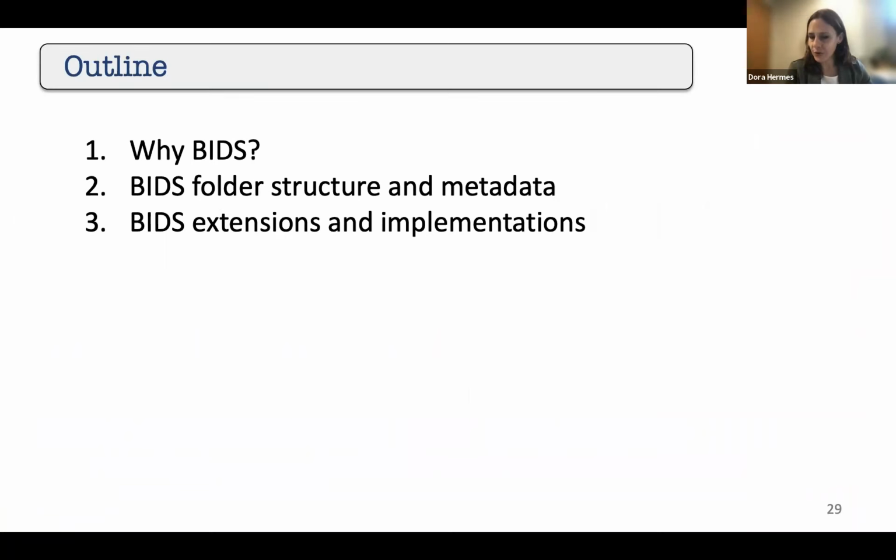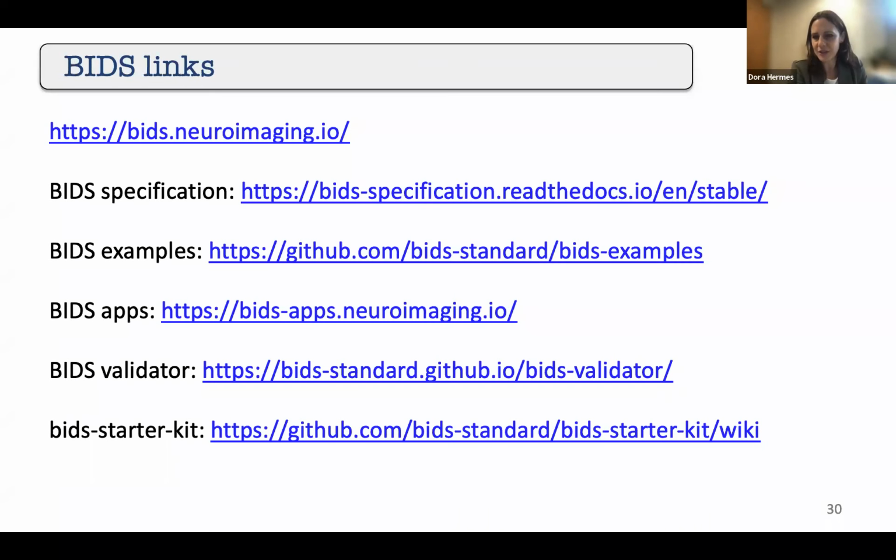So as an outline, I've shown you why we needed to have something like BIDS. I've shown you the BIDS folder structure and the metadata and some BIDS extensions and implementations. And then here are some links with the information that you can find online. This is the BIDS webpage where you can find all the information and links to everything. The BIDS specification can be browsed for all the details of how to store your data in BIDS. A long list of examples with many MRI examples, MEG, EEG, all the intracranial EEG, all the accepted formats.